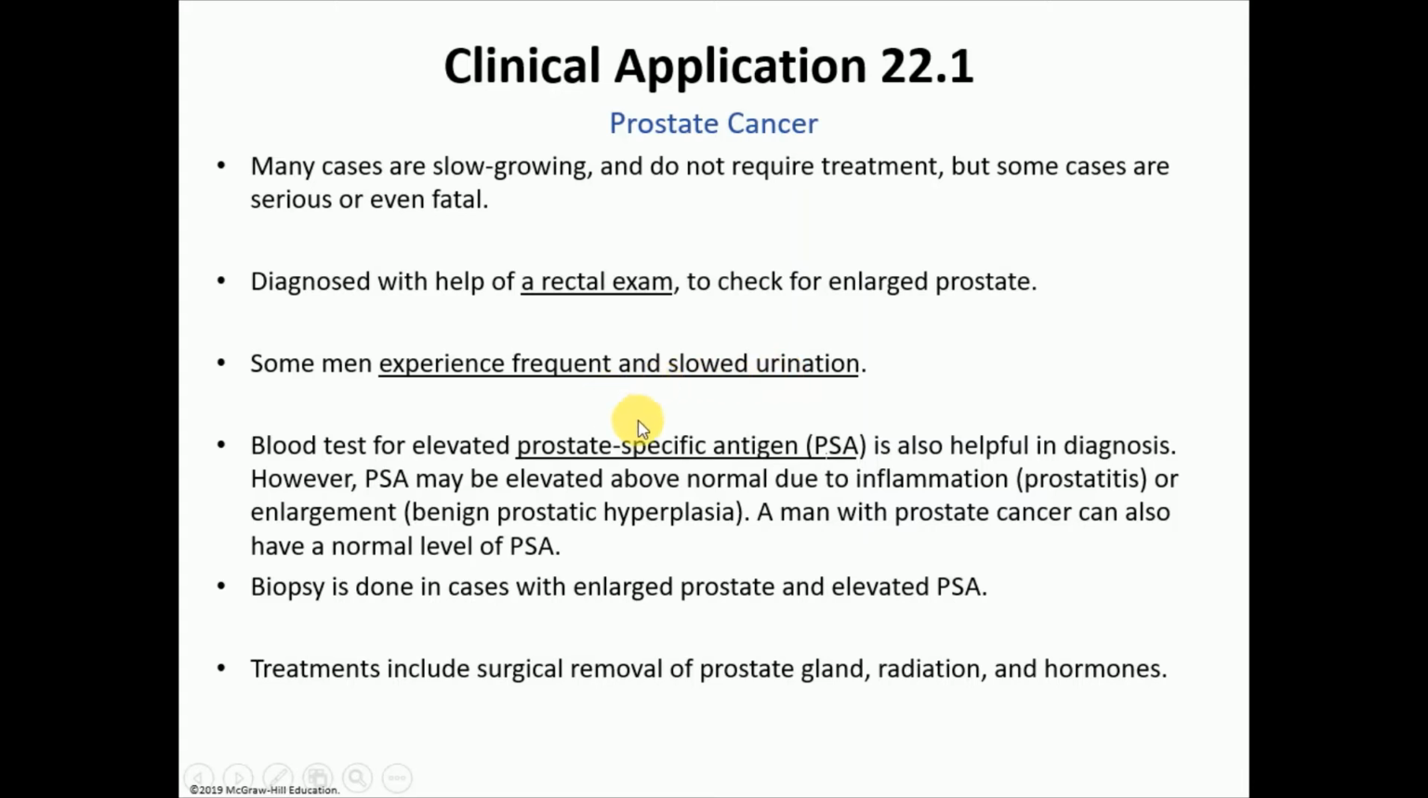There's a blood test that can be done to detect PSA, which stands for prostate-specific antigen. It helps in diagnosis, but you want to know that PSA is not specific for prostate cancer, because it can increase in inflammation of the prostate, or prostatitis. It can even increase in what is known as BPH, which is benign prostatic hyperplasia, which is basically a normal process of aging in males where the prostate tends to enlarge as they age.